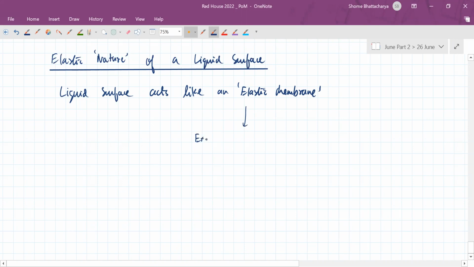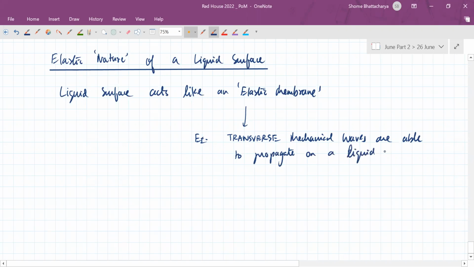For example, we will be studying waves in the next section of physics, but we will see that transverse mechanical waves are able to propagate on a liquid surface because of its elastic nature, which we will see very soon is quantified by its surface tension.